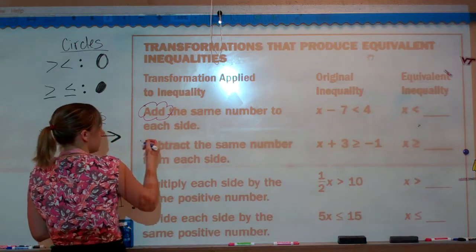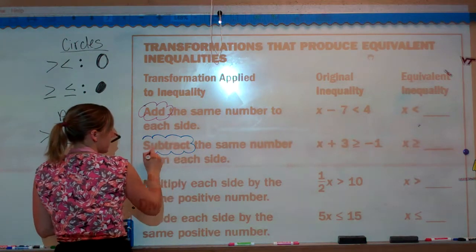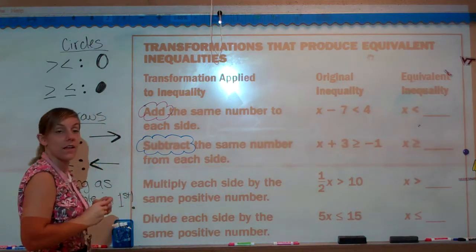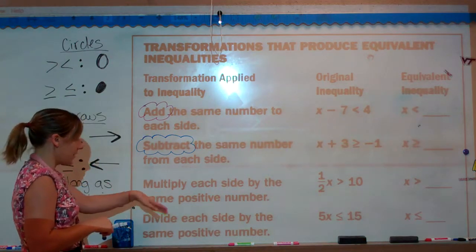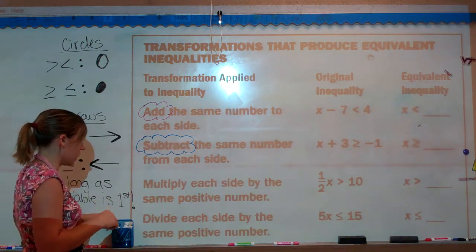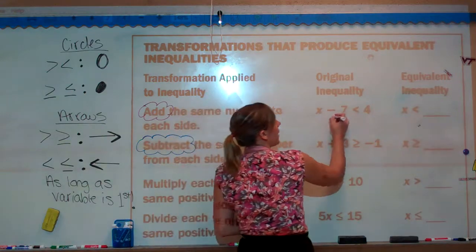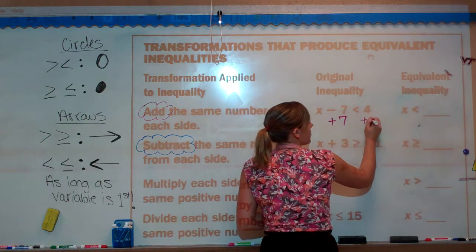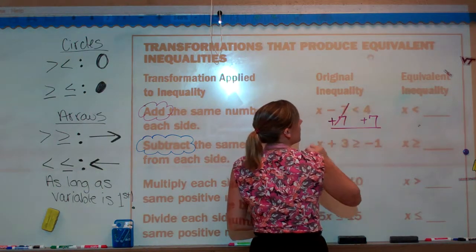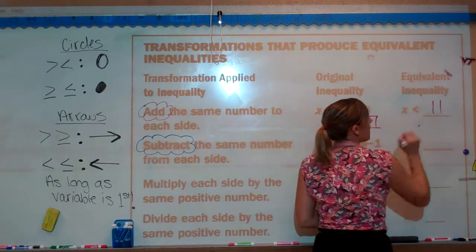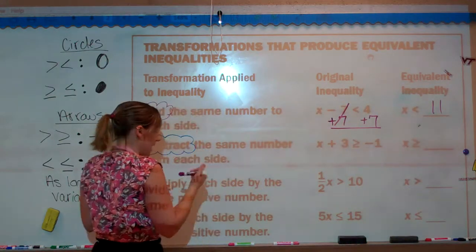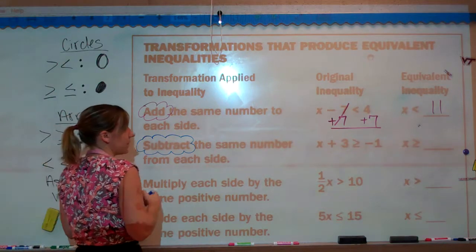Let's use a different color. Subtracting: whatever you subtract from the left, you have to subtract from the right. And then we'll talk about multiplying and dividing. So let's first do these. If I add 7 here, I have to add 7 here. And so x is less than 11 as my solution, because then I can graph it, okay?